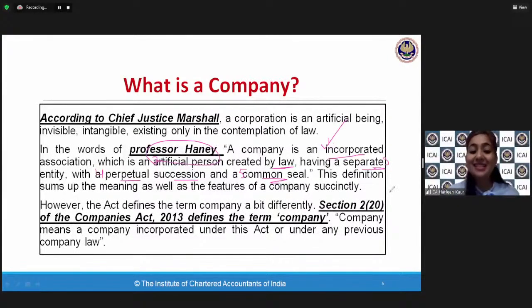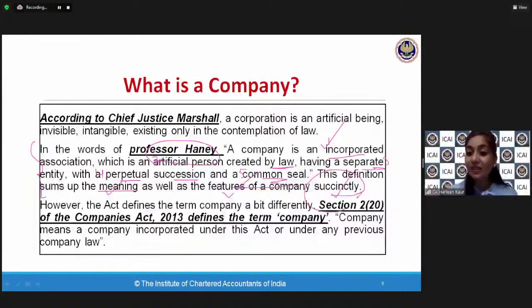Now it says this definition actually sums up the meaning as well as the features of a company succinctly. What does it mean? Clearly. Succinctly means clearly. So this definition, which is given by Professor Haney, actually sums up, means it gives you the meaning also, and it gives you all the features of the company succinctly. Succinctly means clearly. It has defined everything.